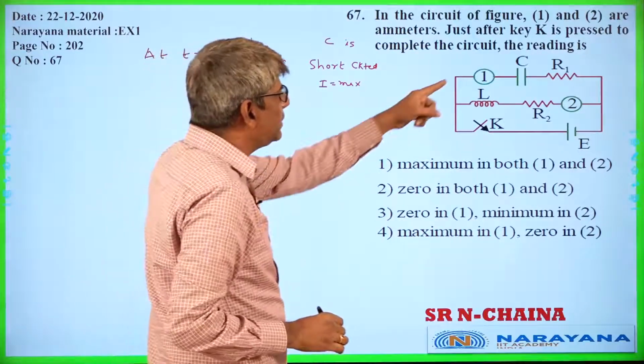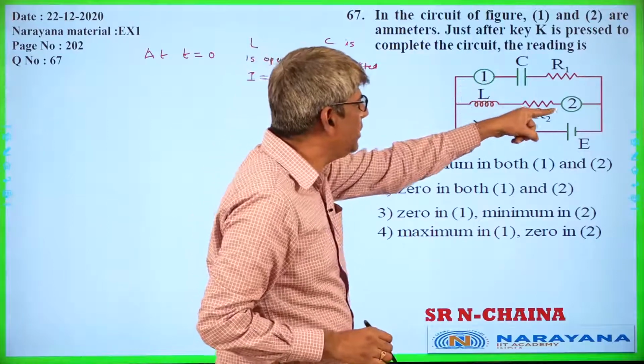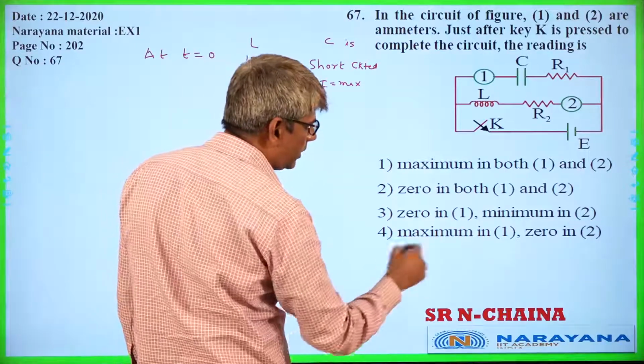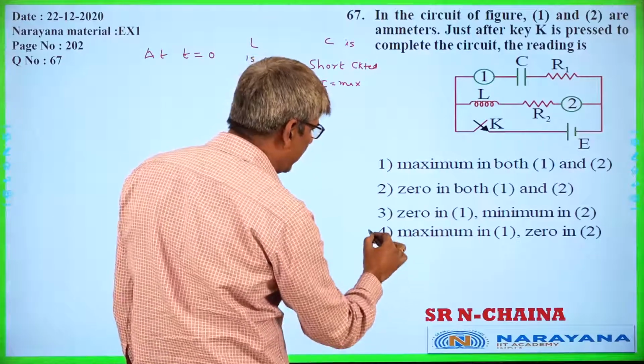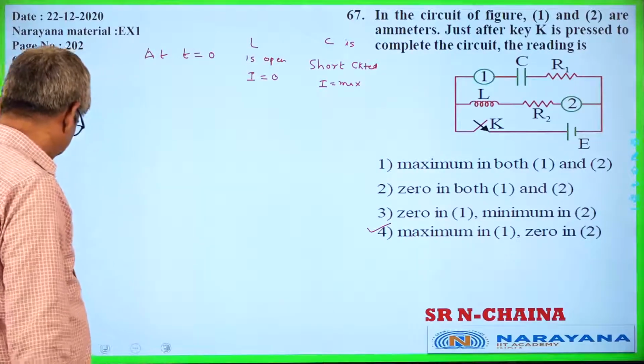So maximum current has to flow through C, in the first branch. Maximum current in 1, 0 in 2. The answer is maximum in 1, 0 in 2. The option is maximum in 1, 0 in 2, so the fourth option is the correct answer.